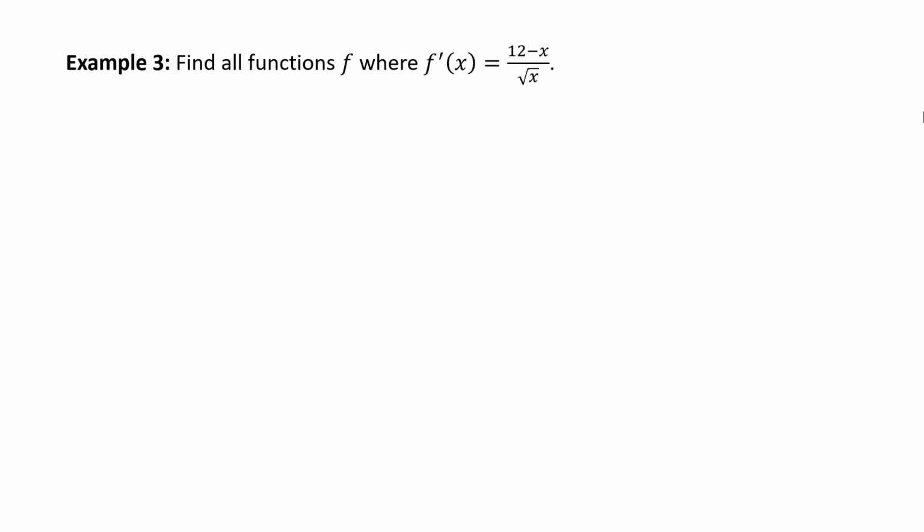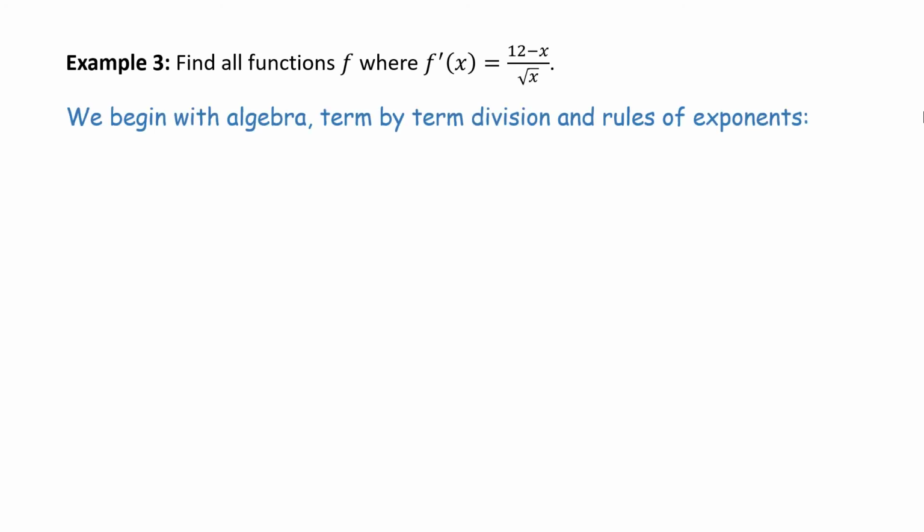Next example: find all functions f where f prime of x is equal to the quotient of 12 minus x in the numerator divided by the square root of x in the denominator. We're going to begin this problem with some algebra. We'll do term-by-term division and then apply rules of exponents.